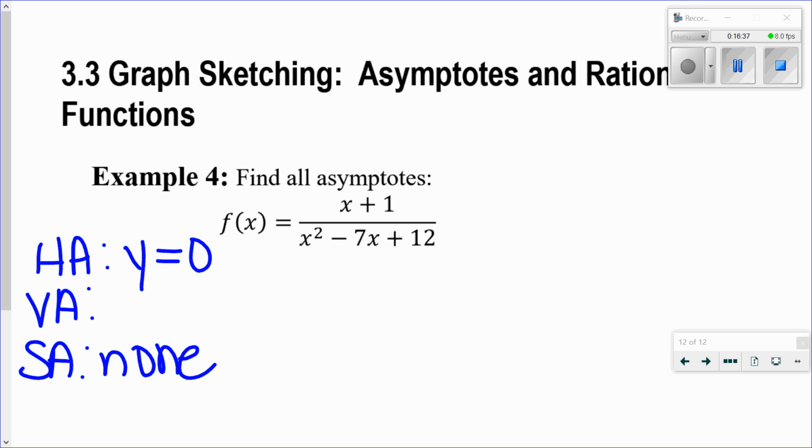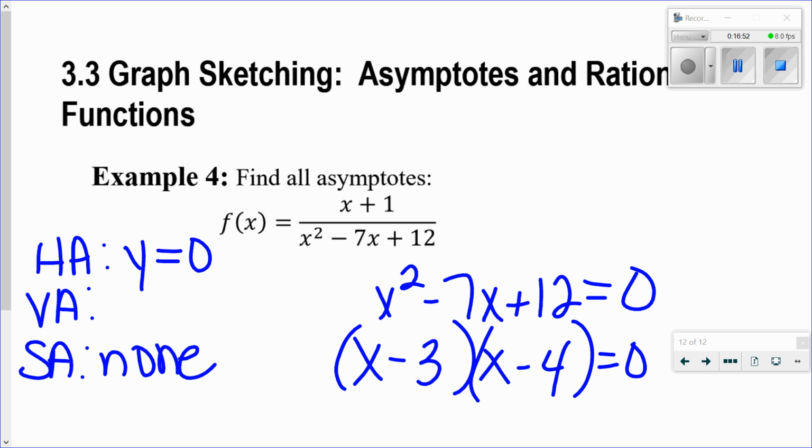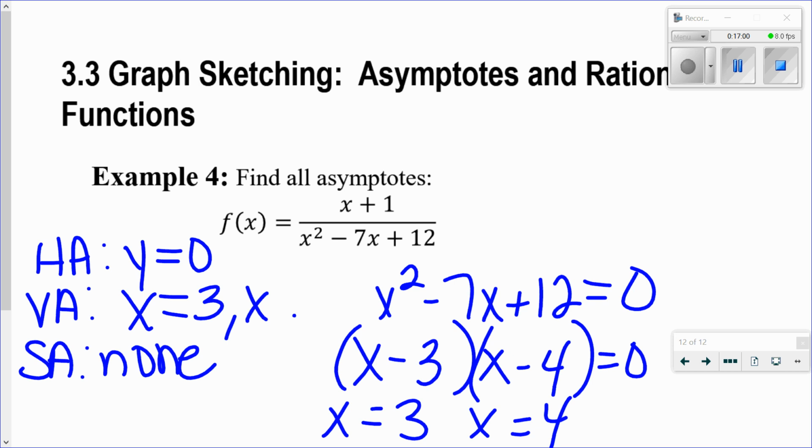All right, vertical, x squared minus 7x plus 12 equals 0. We need to factor that, so I need two numbers that multiply to 12 but add to 7, x minus 3 and x minus 4. So I'm going to have x equals 3 and x equals 4. So those are my asymptotes for that particular problem.